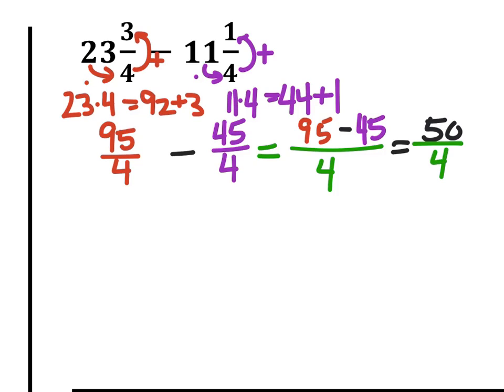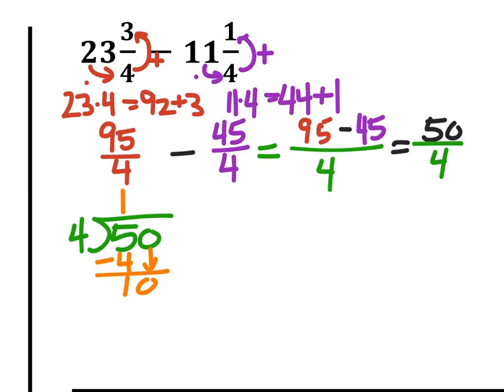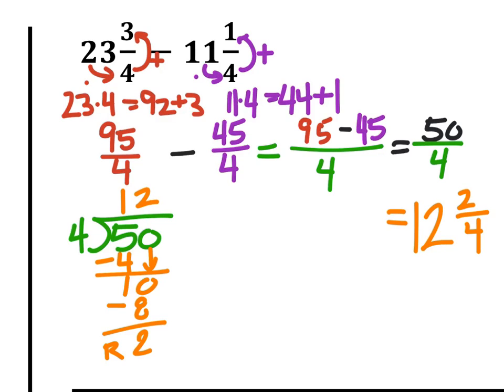So as an improper fraction we would have 50 fourths, but we're going to change this back into a mixed number, right? So that would require some long division. I'm going to take 50 and divide it by 4. 4 goes into 5 one time. So I'll subtract those 4, and I've got 1 remaining. We'll drop the 0 and make that 10. 4 goes into 10 2 times. 2 times 4 is 8, and I'll subtract that with a remainder then of 2. So as a mixed number, we get 12 with a remainder of 2 out of 4, right?